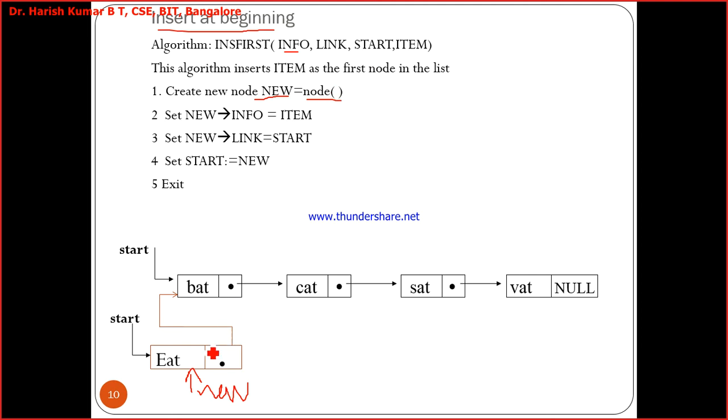It creates a node which can hold the info field and the link field, and the address of this node is returned by the node and it gets assigned to new. It's nothing but new is pointing to the newly created node. Hope you people understood?